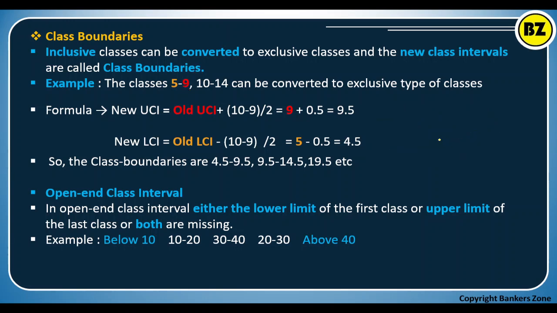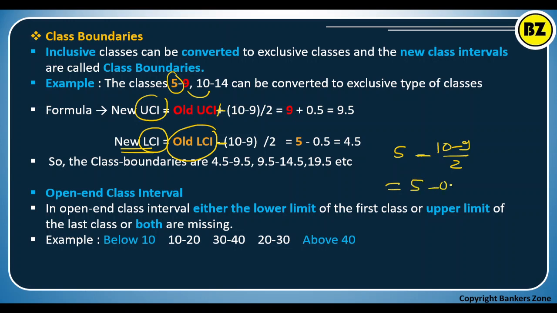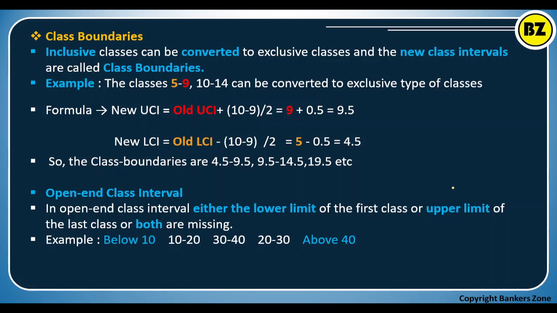Now see the lower. To find the lower, take the old lower. What is the old lower? The old lower is 5. To find upper, you have to add; to find lower, you have to subtract. So 5 minus, taking the next two values 10 and 9, the same 10 minus 9 upon 2. So you will get 5 minus 0.5, so 4.5 will be your lower limit. Very easy, in a simple way.